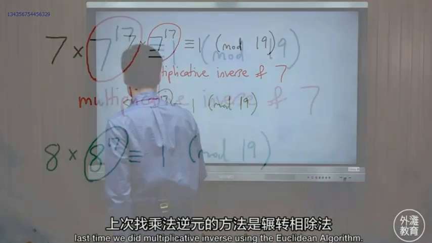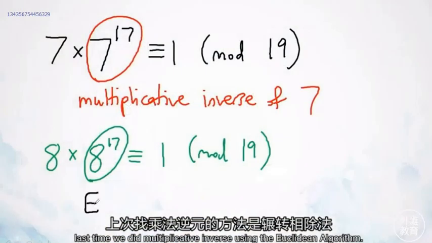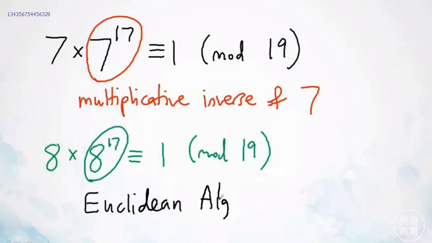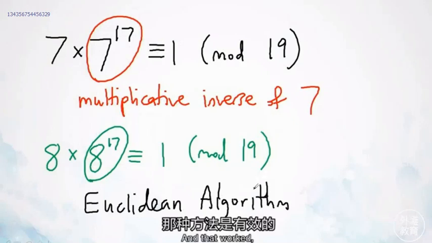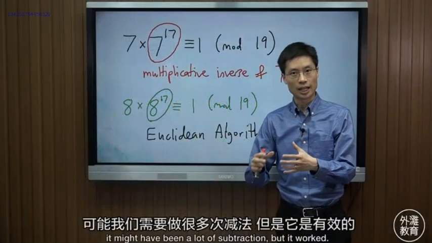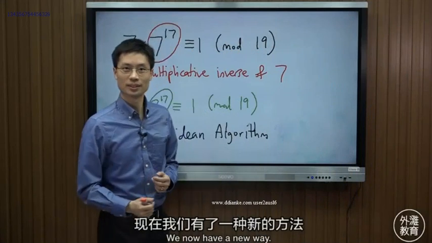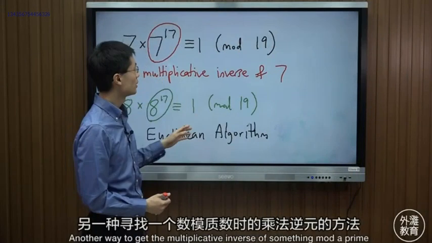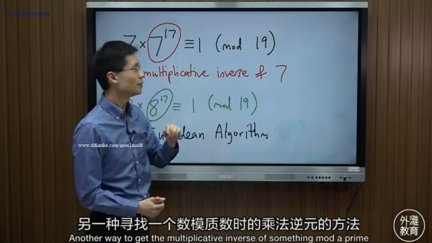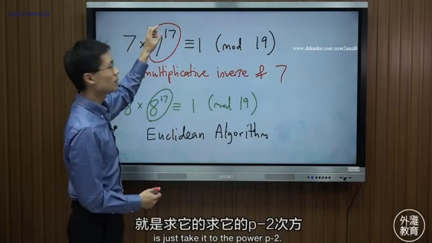Last time we did multiplicative inverse using the Euclidean algorithm. And that worked. It might have been a lot of subtraction, but it worked. We now have a new way. Another way to get the multiplicative inverse of something, mod any prime, is just take it to the power of p minus 2.